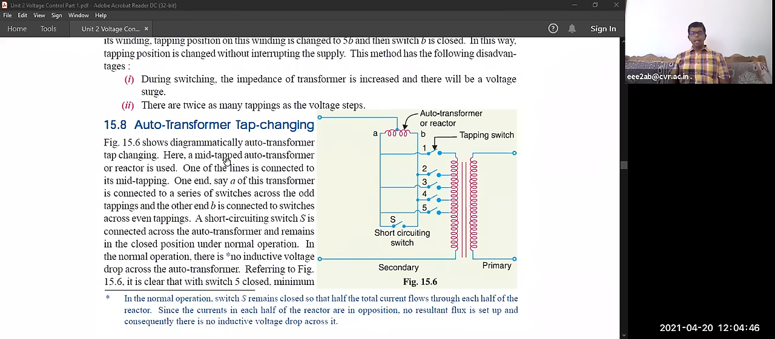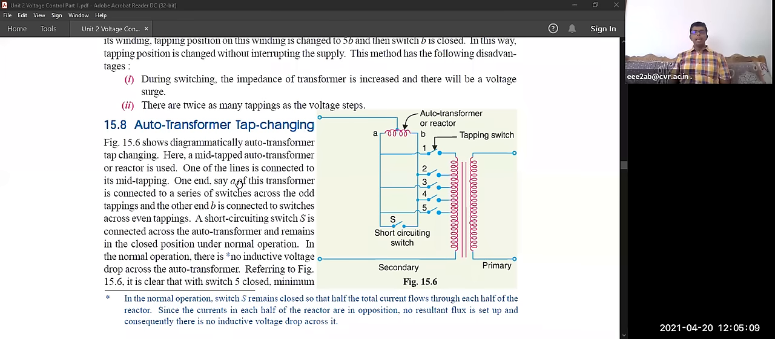Here, a mid-tapped auto transformer or reactor is used. So this is the mid-tapped auto transformer reactor. One of the lines is connected to the mid tapping. See here, the secondary side is connected to the mid tappings of this auto transformer.